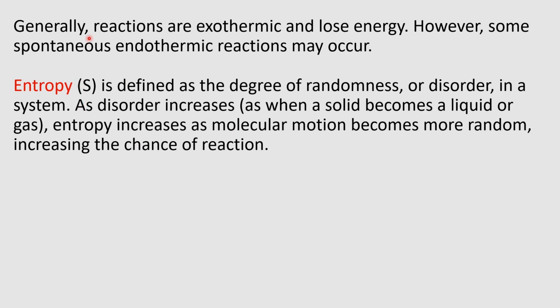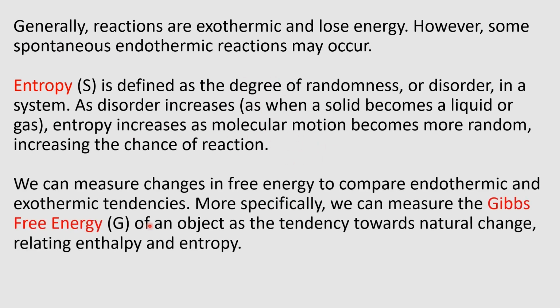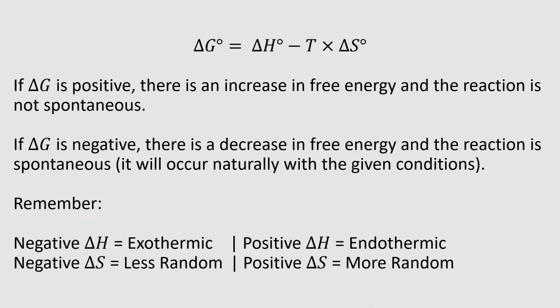So, using this concept of randomness, how can we predict whether or not reactions will occur? Well, it turns out we can use something called free energy, and specifically Gibbs free energy, to compare endothermic and exothermic tendencies. So we can actually look at the tendency of an object towards spontaneity, towards natural change, and we can relate enthalpy and entropy in this equation. Delta G, our change in Gibbs free energy, which is this new quantity we're working with, is equal to the change in enthalpy minus the temperature in Kelvin times our change in entropy, all of it at its standard state.